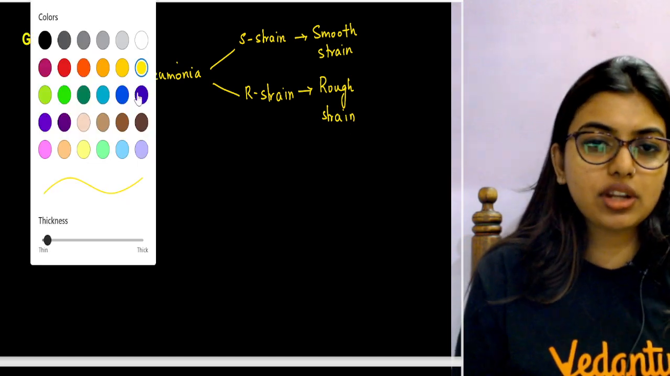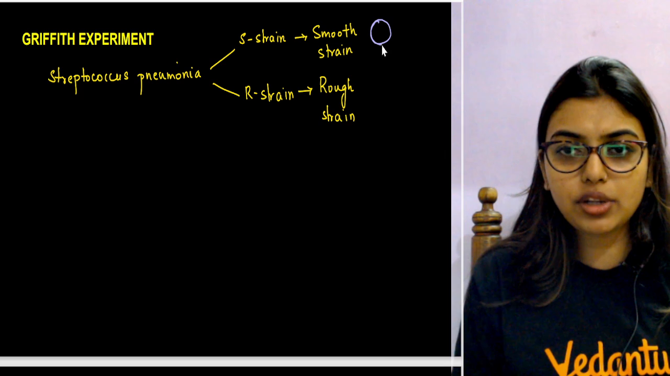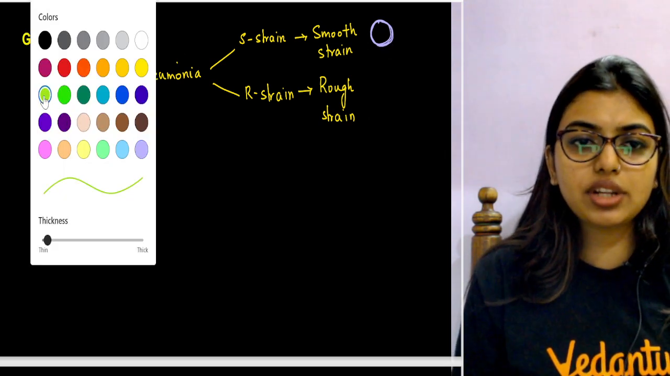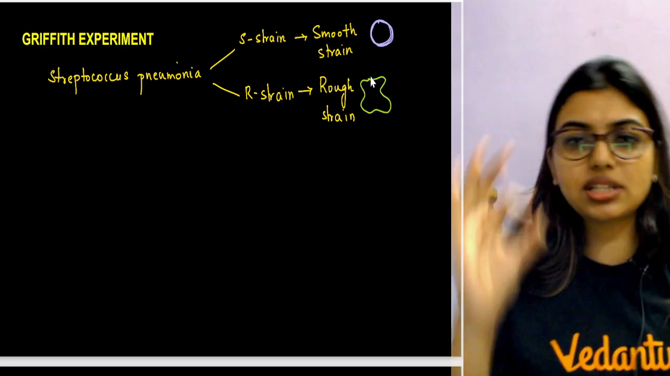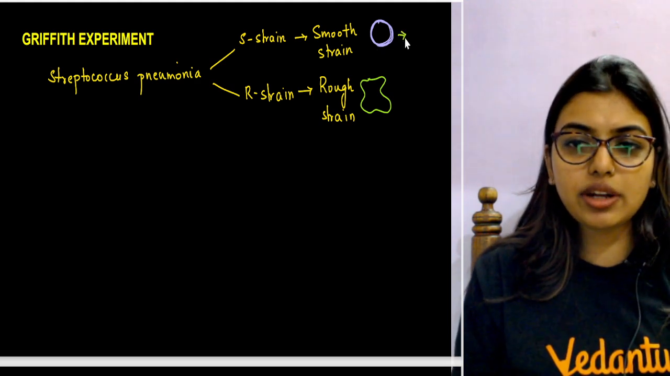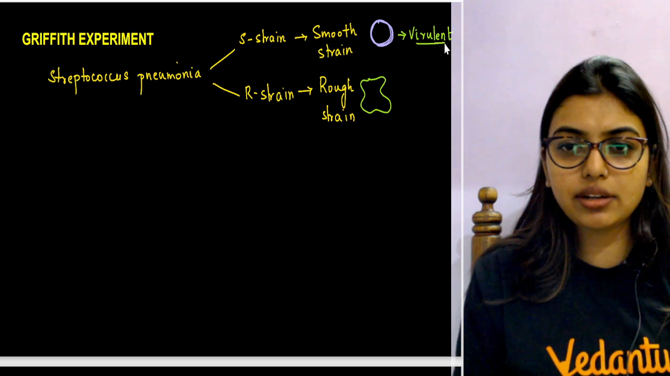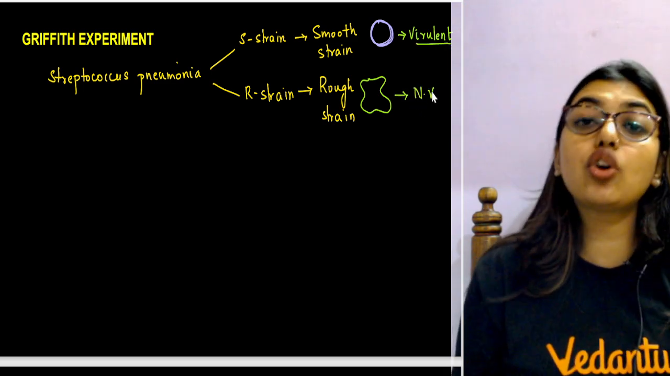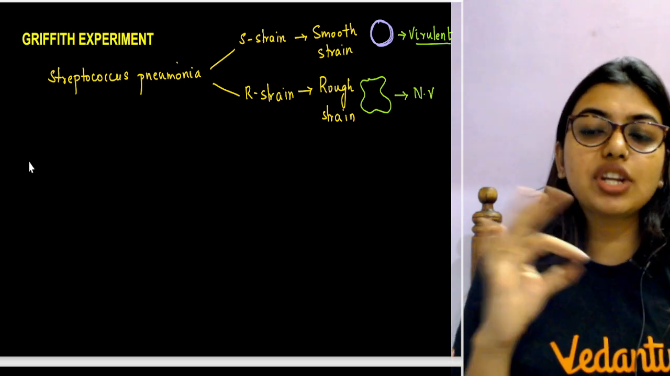Smooth strain we are calling why? Because they have a covering. They have a mucopolysaccharide covering which makes them smooth. Why are we calling it rough strain? We are calling it rough strain because they don't have a proper surface. No proper mucopolysaccharide there. Now students, this smooth strain is virulent, and this rough strain is non-virulent. It does not cause disease. Virulent means able to cause disease. Rough strain does not cause disease.